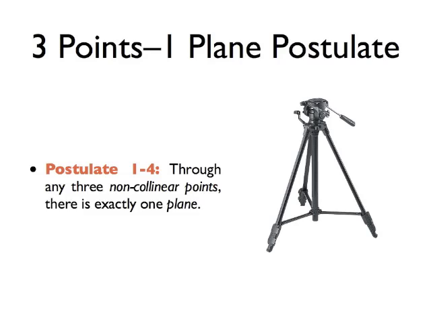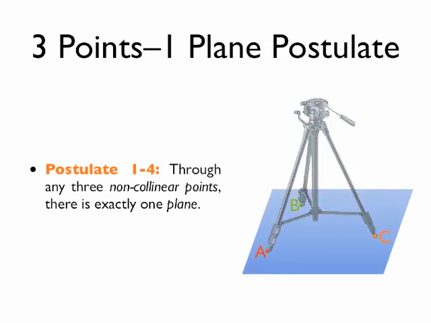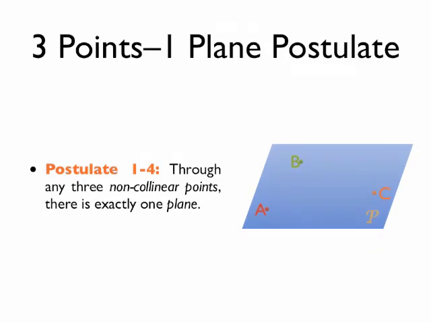So here's our tripod, and let's suppose that each one of the feet of the tripod is a point, A, B, and C. Then we have 1 plane that goes through them.